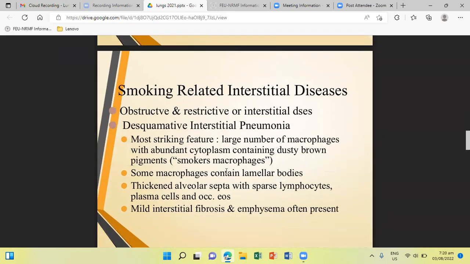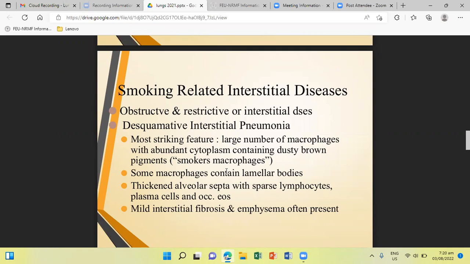So, smoking-related interstitial diseases, on the other hand, are grouped into obstructive and restrictive. Obstructive, we've talked about that. If you will recall, emphysema, chronic bronchitis, I have already discussed that in the first portion of the lecture. Restrictive or interstitial diseases. So when we say restrictive, smoking related, we actually have two patterns.